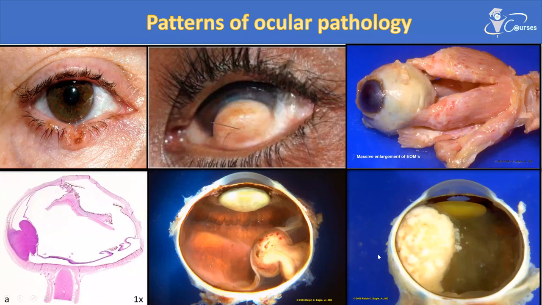Also, another important pattern is the presence of calcification. Presence of calcifications in an enucleated eye in the pediatric age group is almost always retinoblastoma. So always recognize the pattern. This will help you to reach the diagnosis and solve the case.